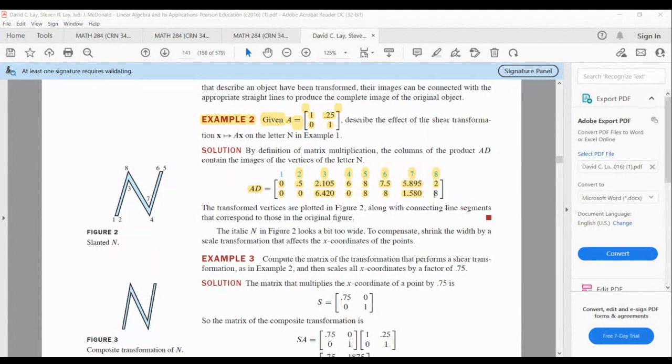So you can create animation, computer animation, through matrices. Just have the data points stored in a matrix, like a matrix D, and then multiply that matrix D by a particular matrix A that you design so that it will do what you want it to do.